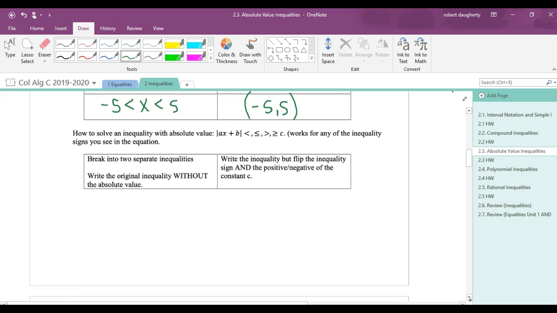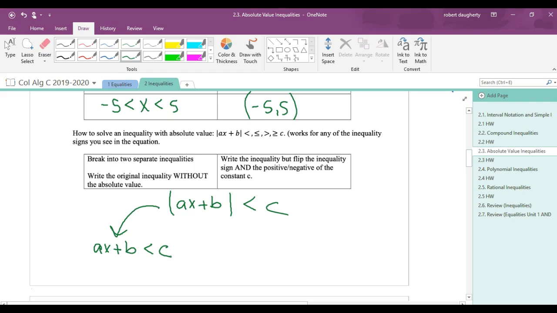So anytime I have a problem that looks something like this, absolute value, and I've got a problem that looks like this, our goal is to break this into 2 separate problems, okay? First problem, write down everything just like it is without the absolute value signs. So I'm going to write ax plus b less than c.